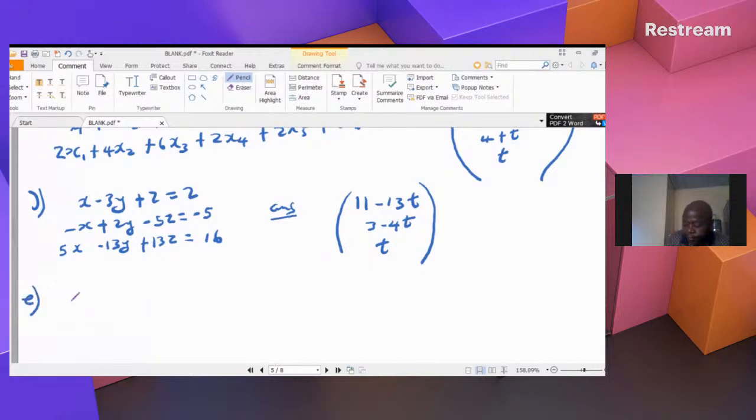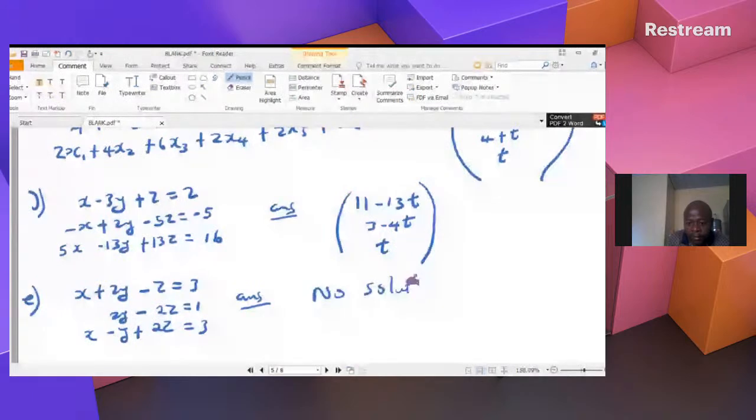And E, I have x plus 2y minus z is 3, 2y minus 2z is 1, x minus y plus 2z is 3, and my answer to this is no solution. No solution is my answer to this.